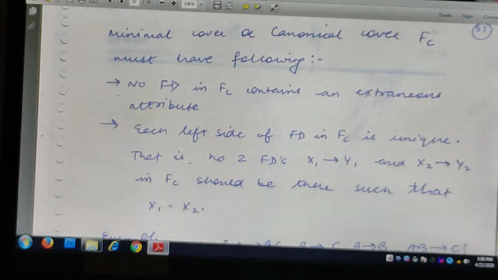The final set, or the canonical cover, we denote using Fc. What are the 2 conditions? First, no functional dependency in my canonical cover should have any extra attribute. We have to remove all the extra attributes, either on the left side or on the right side of my functional dependencies. Second, each left side of a functional dependency in Fc is unique. It means if I have a set of functional dependencies in my canonical cover, the left side of each functional dependency should be different. These are the 2 conditions.